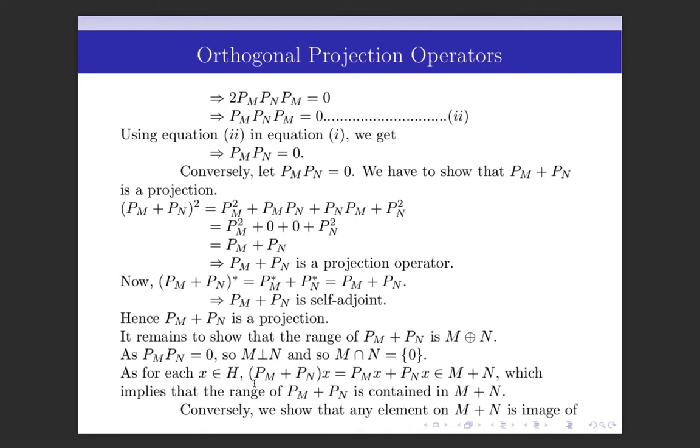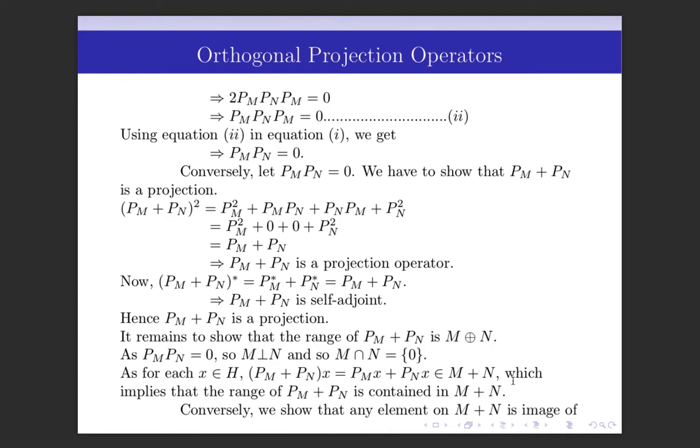As for each x belonging to H, the image of x under Pm plus Pn is equal to Pmx plus Pnx. And since the range of Pm is M, Pmx belongs to M, and the range of Pn is N, so Pnx belongs to N. So this element belongs to M plus N. So the image of any element of H under Pm plus Pn belongs to M plus N. So we can say that the range of Pm plus Pn is contained in M plus N.